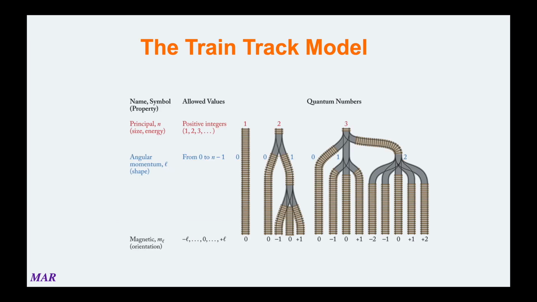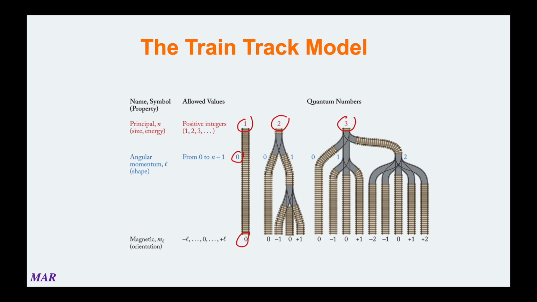Some people like using the train track model to represent this, and that's fine too. Up here on the top in red, these are the n values. So there's n equals 1, n equals 2, n equals 3. And like we saw, if n equals 1, there's only L of 0, which is the s, and L equals 0 has just one m sub L value, one orbital. So that's the 1s orbital in the 1s subshell.